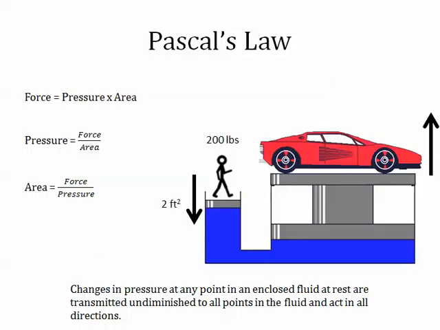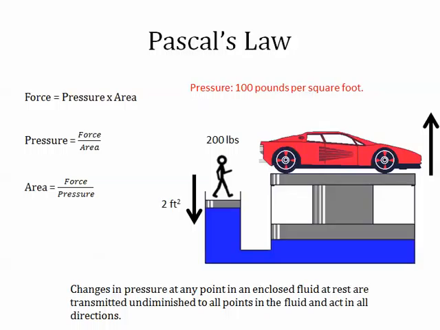Let's say Pat has a downward force of 200 pounds. He's exerting that force over an area of 2 square feet. Using our formula for pressure, we know that the pressure that is induced in the hydraulic fluid is 100 pounds per square foot.